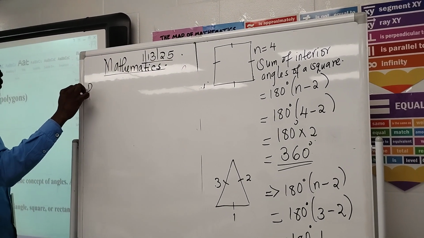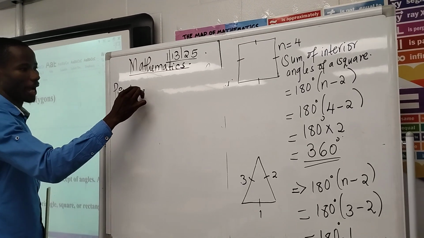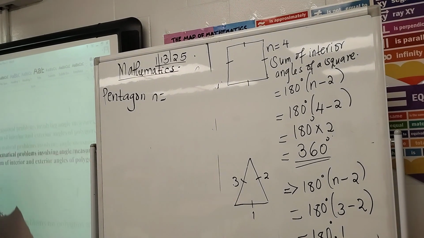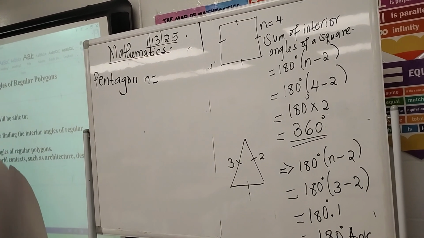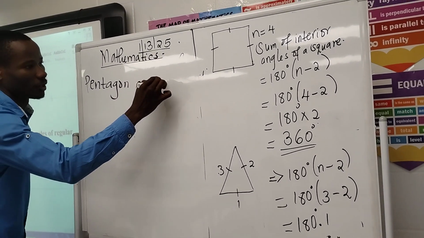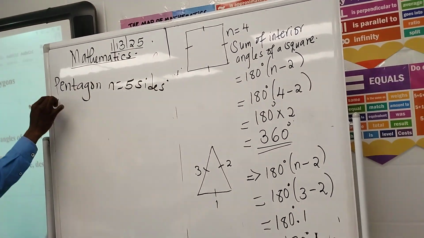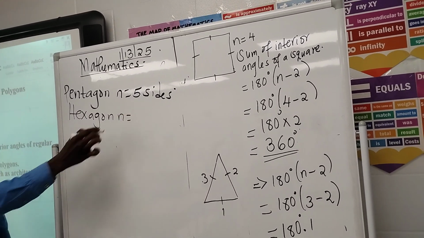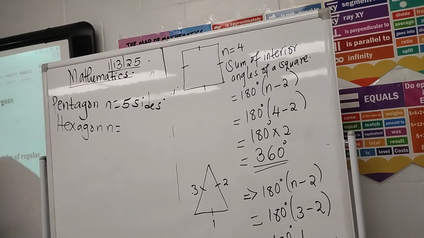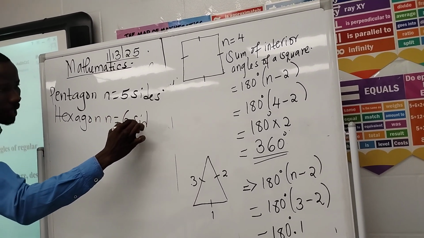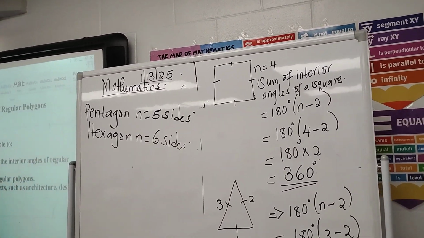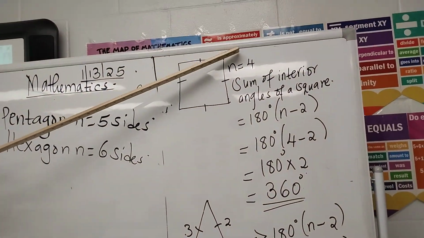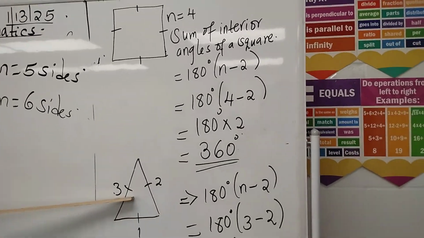We have a pentagon. A pentagon has how many sides, class? N is equal to, a pentagon has how many sides? Yes, Noor? 5. So for a pentagon, N is equal to 5 sides. Good. Hexagon, N is equal to how many sides, Mali? 6. 6 sides. Good. And you realize I'm listing them in order. Remember, I have already started with the examples: a square has 4, and a triangle has 3.